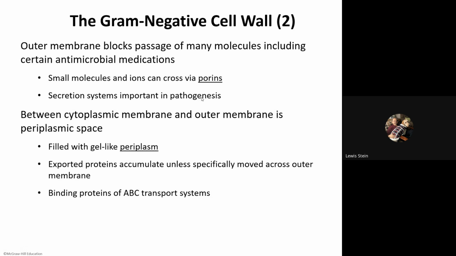And if you don't cook it sufficiently to kill it, then you can spread that. Just saying. And we'll go into a lot of that stuff. Between the cytoplasmic membrane and the outer membrane is the periplasm. It exports proteins, and they accumulate unless specifically moved across the outer membrane. So proteins get in there that are made inside the cell, and then it has ways of pushing them out.